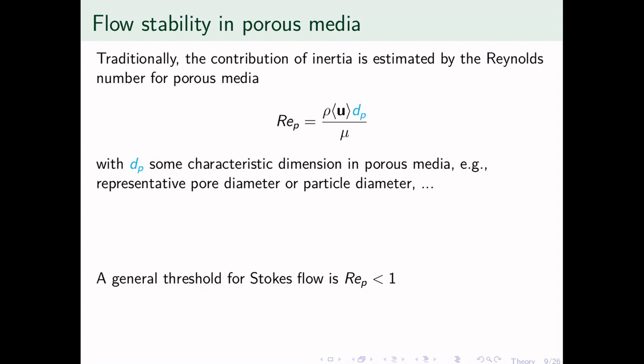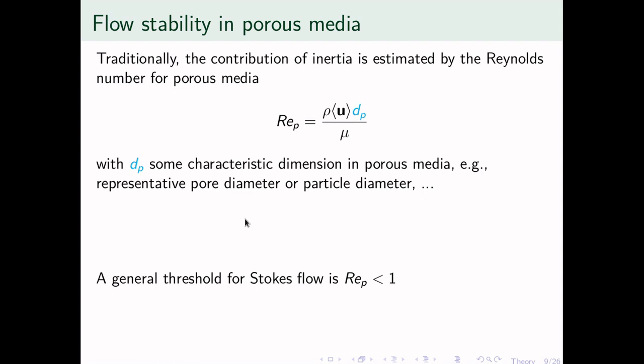And how do we measure the contribution of inertia or nonlinear effects? Usually in porous media, we have an adaptation of the Reynolds number for flow in porous media, in which we include some characteristic dimension of a porous media. If you have homogeneous and isotropic porous media, it could be the pore diameter, which is difficult to model in some cases, or the particle diameter, which is a representation of the pore diameter for a homogeneous and isotropic system.